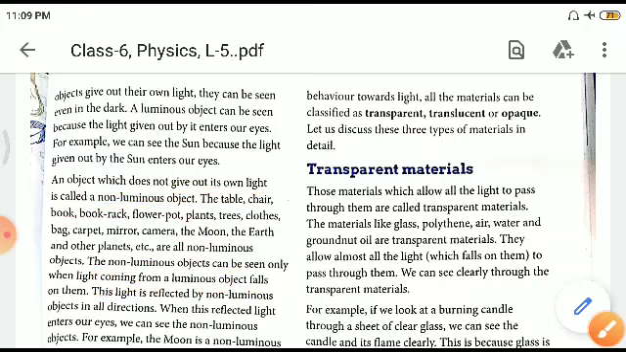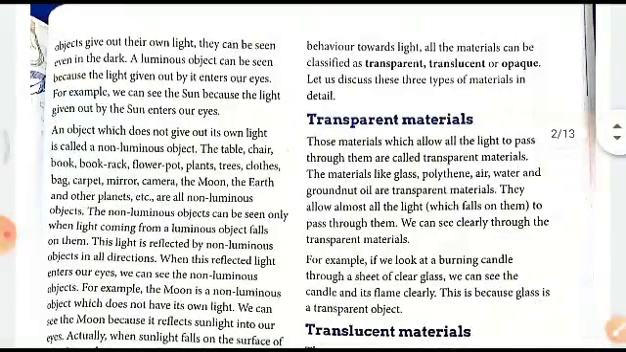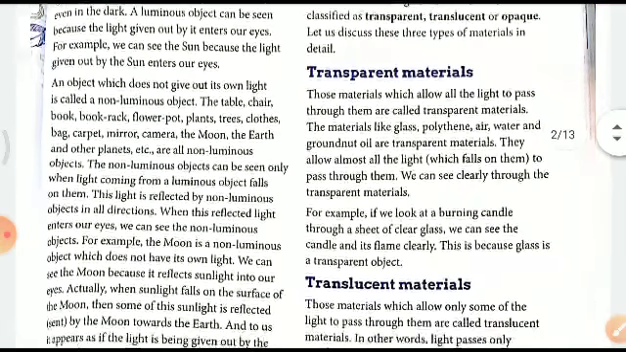So now this light is reflected by the non-luminous object in all directions, and when the reflected light enters our eyes, only then are we able to see it. And therefore the moon is a non-luminous object, right? We can see the moon because it reflects the sunlight into our eyes. See, this is a very important thing about the moon.